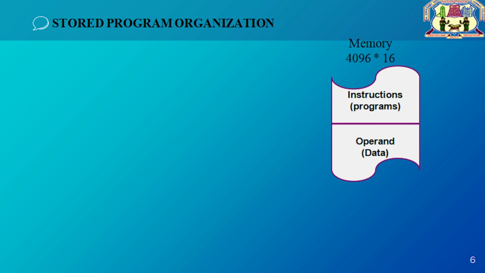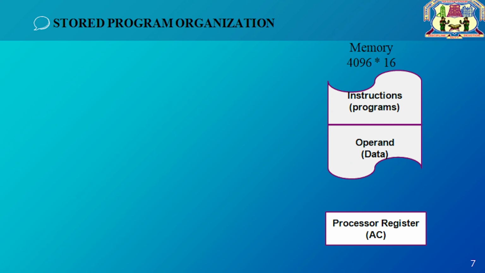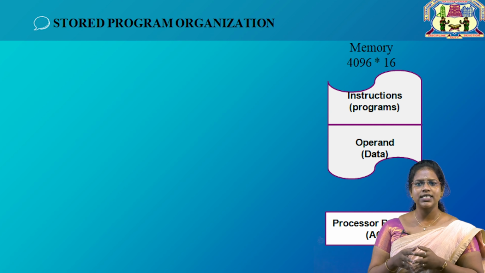Along with this, we require one or more registers termed processor registers, because in the basic computer we require a processor register, which we name AC. AC means accumulator, which accumulates the result, the operands, or the data fetched from the memory. So now we are discussing the instruction in detail.